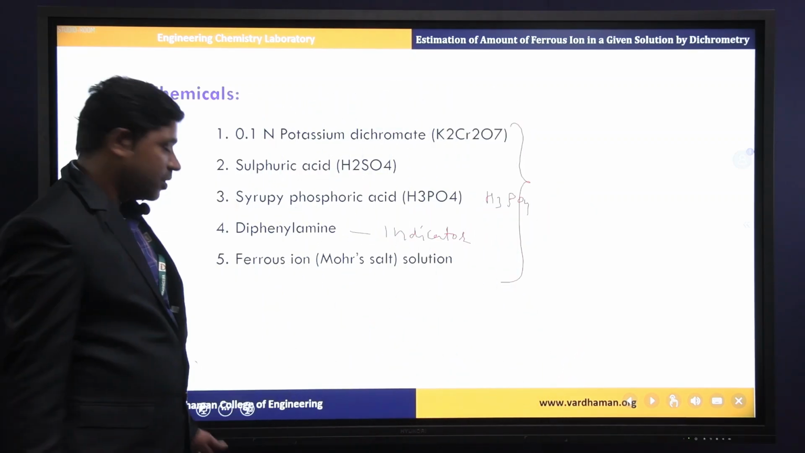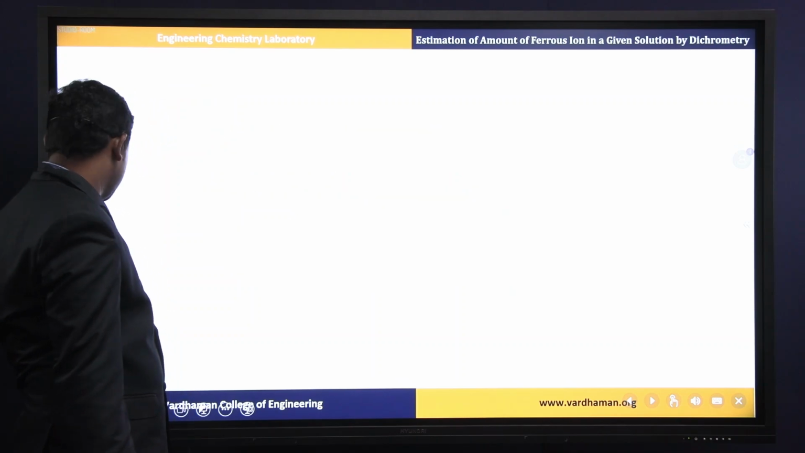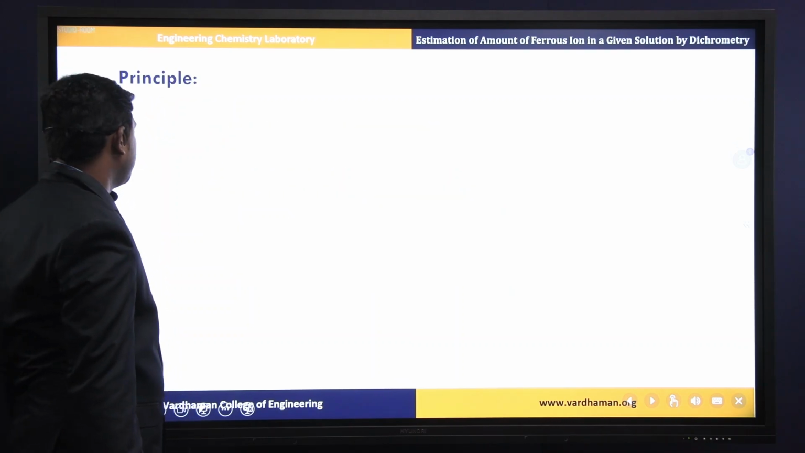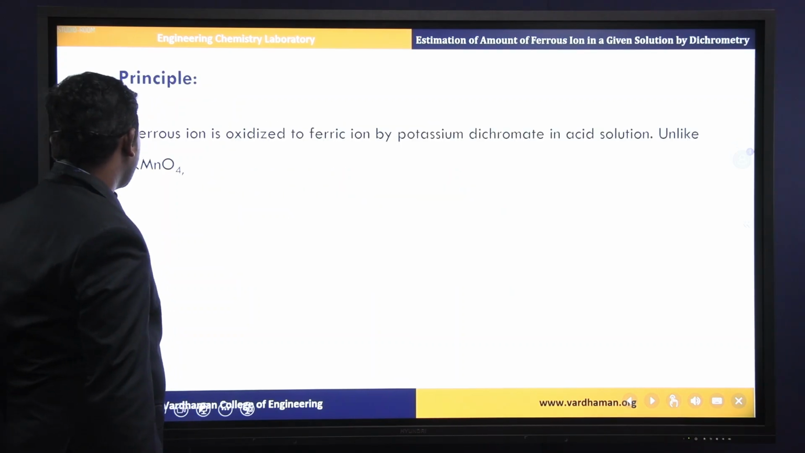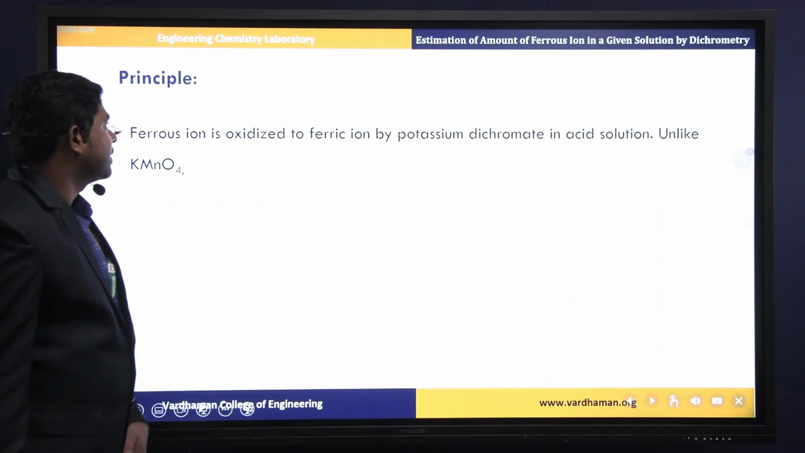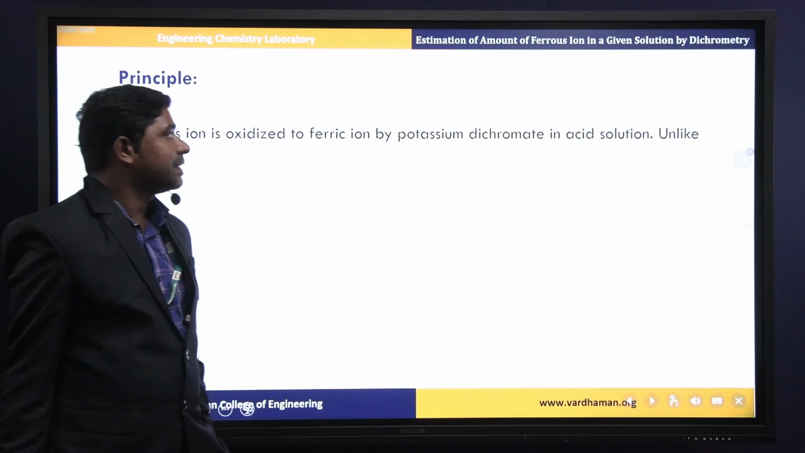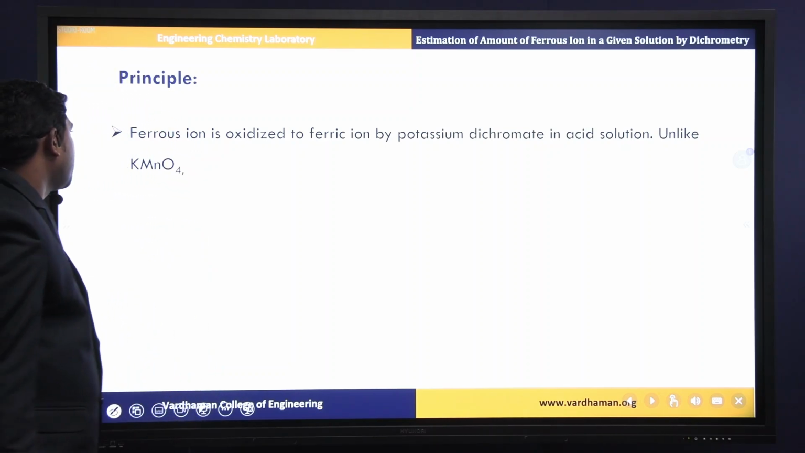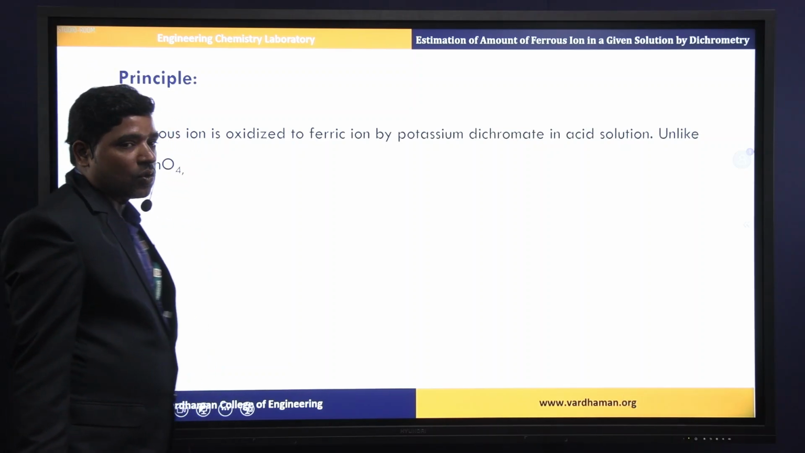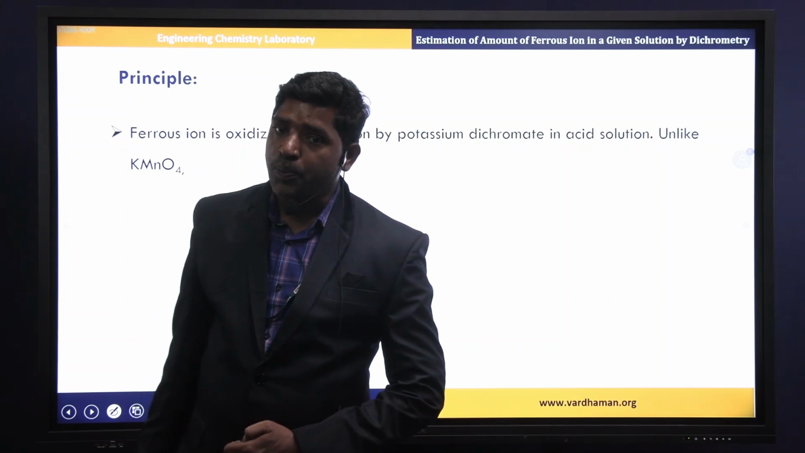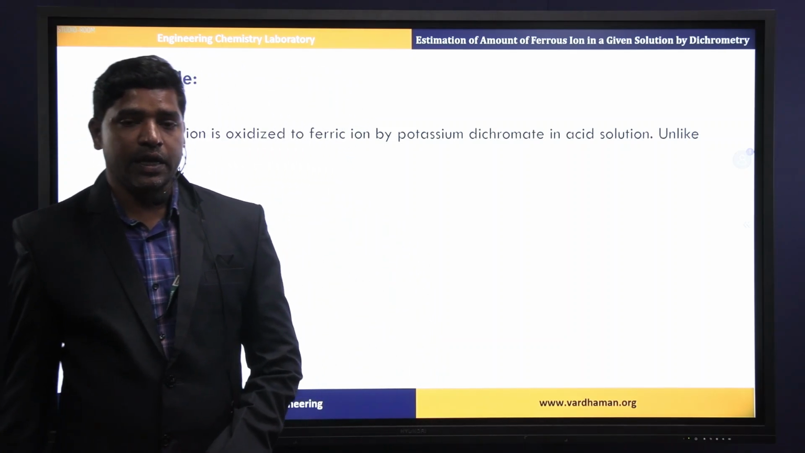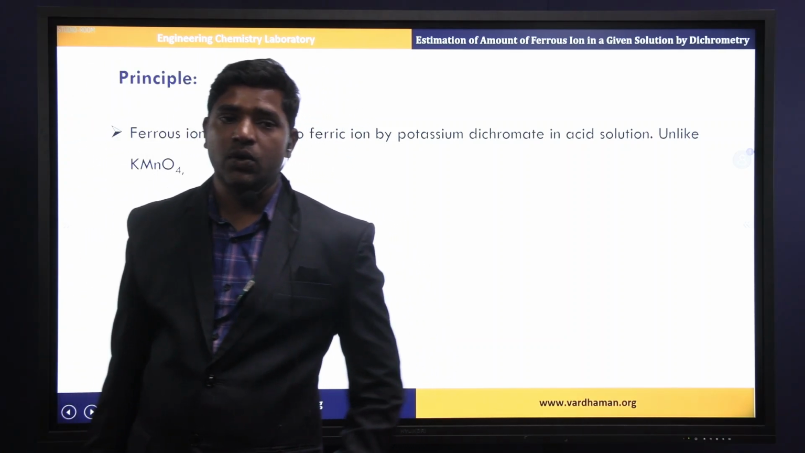Okay, students, next we go for the principle. Here, ferrous ion is oxidized to ferric ion by potassium dichromate in acidic solution. Unlike potassium permanganate, why? Because potassium dichromate is a primary standard solution.